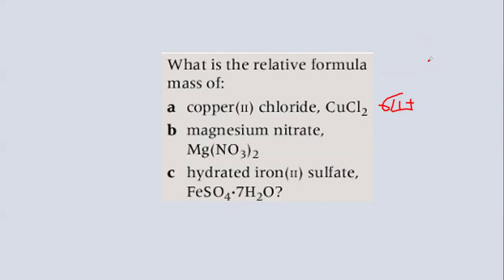FeSO4.7H2O. So the first one will be 64 plus 2 times 35.5. Of course, you'll be given your periodic table to calculate that. It's not a big deal. So you can get your answer if you do that. That'll be 71 plus 64, so you get the answer for that one.